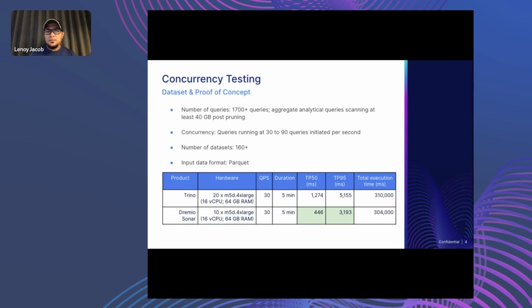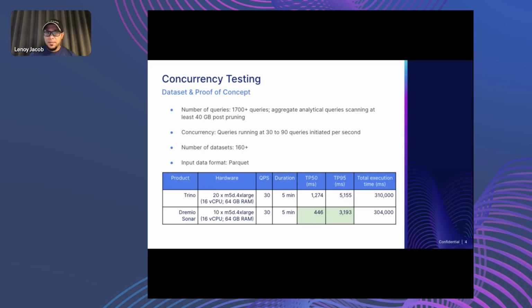So looking at the results, we can see that Trino used about 20 workers with 16 cores and 64 gigs of memory. And there were 30 queries randomly selected from the set of 1,700 queries that they provided and initiated against Trino and Dremio for about 5 minutes at a rate of 30 queries per second, right? And then they measured a few things.